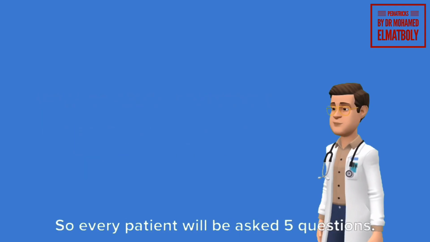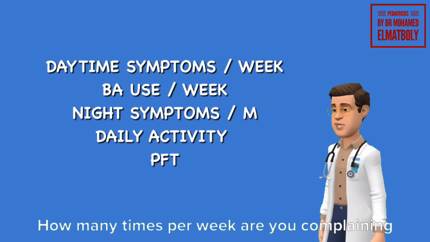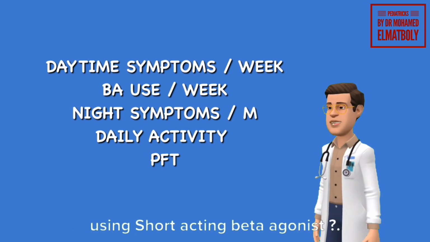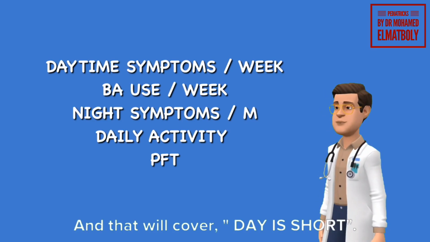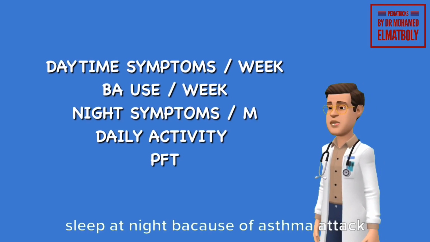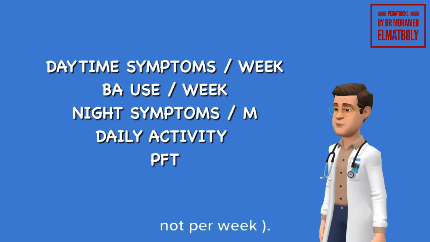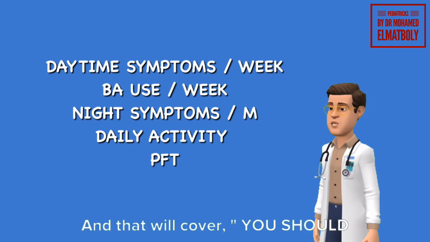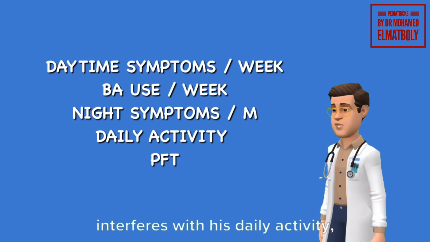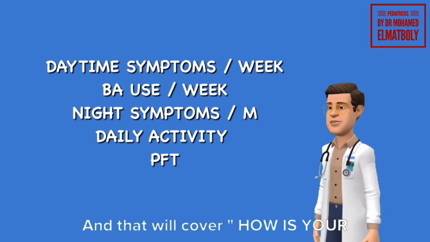So every patient will be asked 5 questions. How many times per week are you complaining of asthma attacks? And how many times per week are you using short-acting beta agonist? That will cover "day is short". How many times do you awaken from sleep at night because of asthma attacks per month? Please note, per month, not per week. That will cover "by night you should be sleeping". And finally, ask how the asthma interferes with his daily activity, then ask for pulmonary function tests.